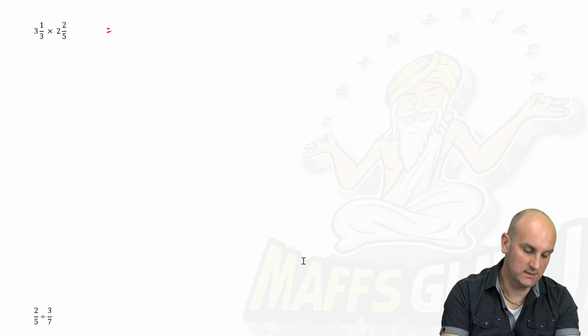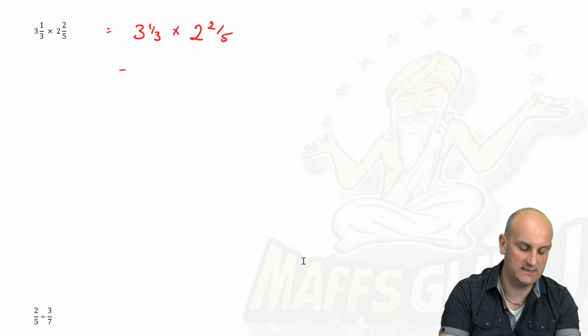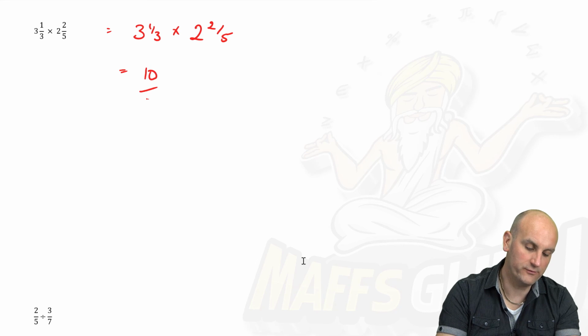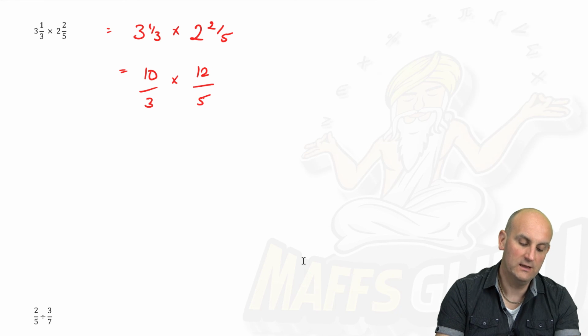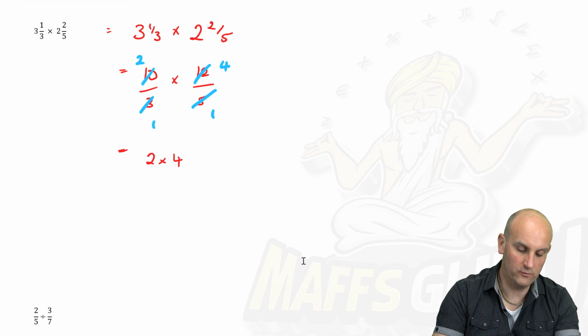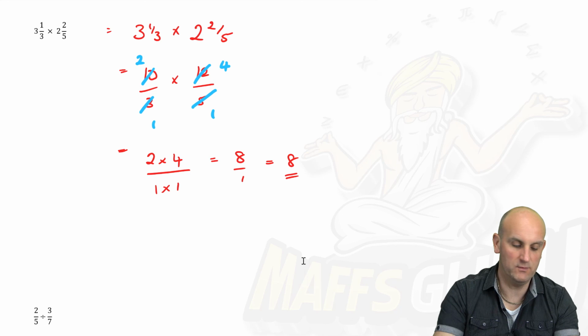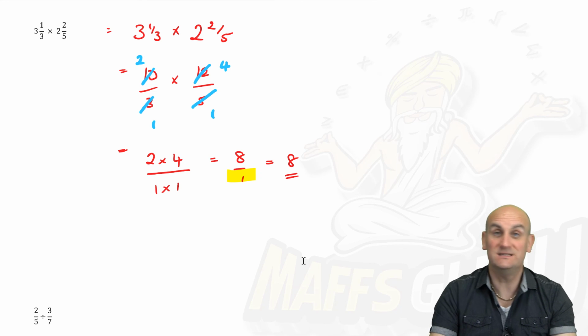Once again, let's do this one. 3 1/3 multiplied by 2 2/5. Let's make that top heavy. It becomes 10 on 3 multiplied by 12 on 5. Now I'm going to see if there's any cross cancelling I can do. There is. 5's going to there once, 5's going to there twice, 3's going to there once, 3's going to there 4 times, and so I end up with 2 times 4 multiplied on, which gives me 8 on 1, which is just 8. Remember, whenever I'm dividing by 1, it just means it's a whole number.